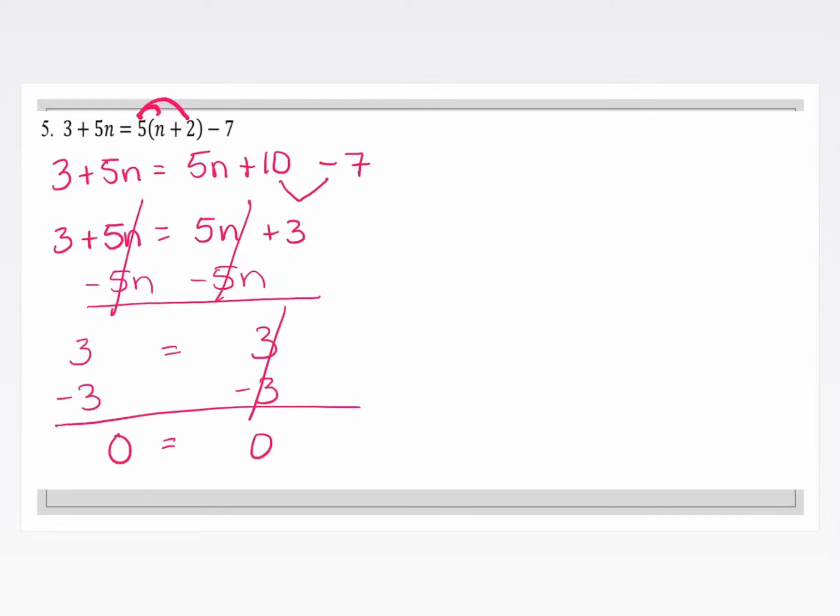But since 0 equals 0 and our variable disappeared, we could plug in any single real number for our variable here and the equation would still stay balanced. So there are actually infinitely many solutions.